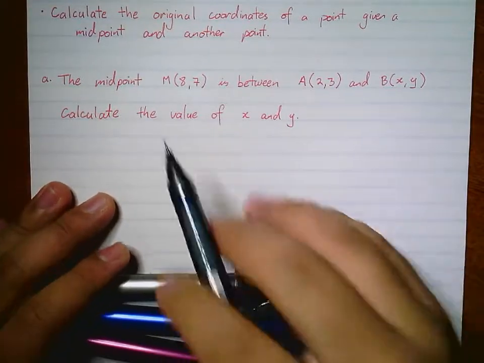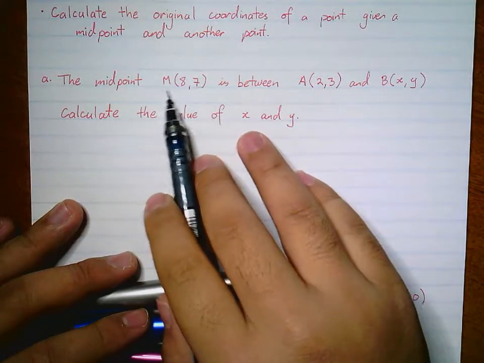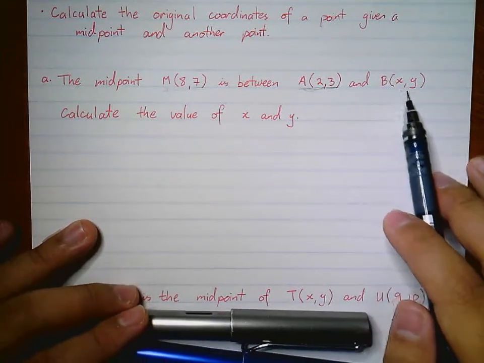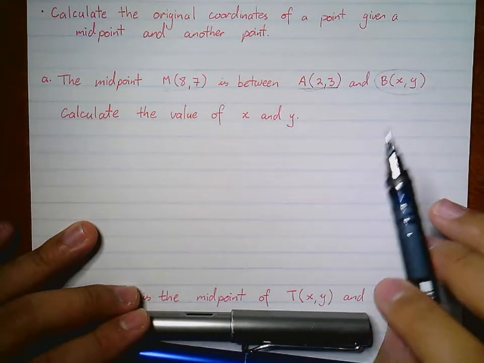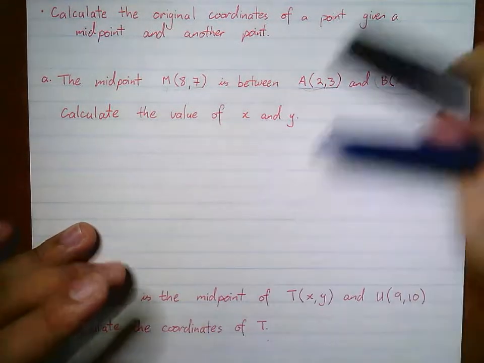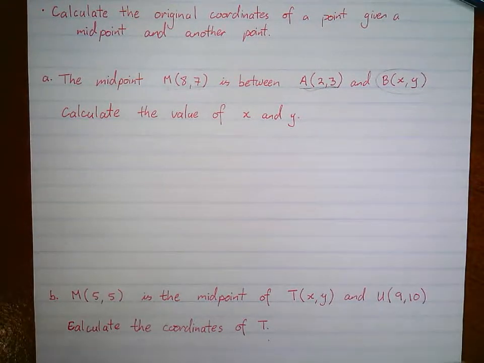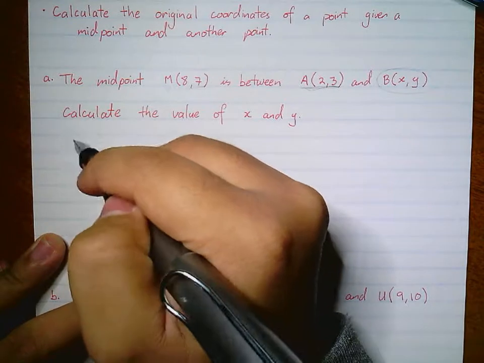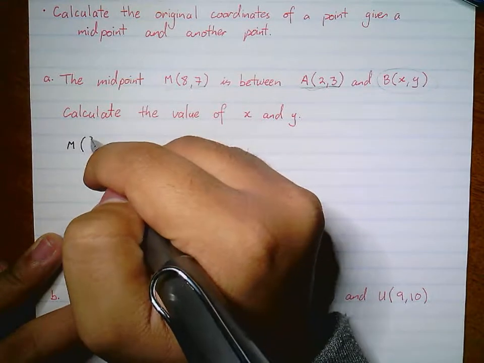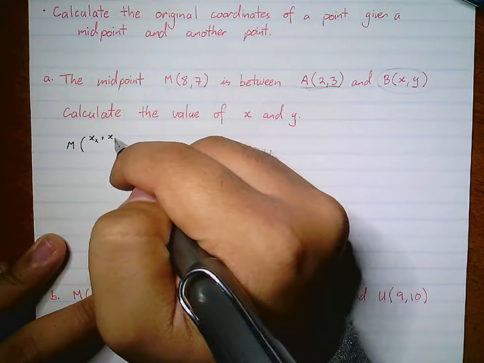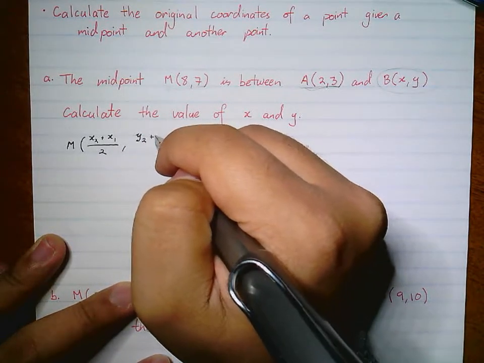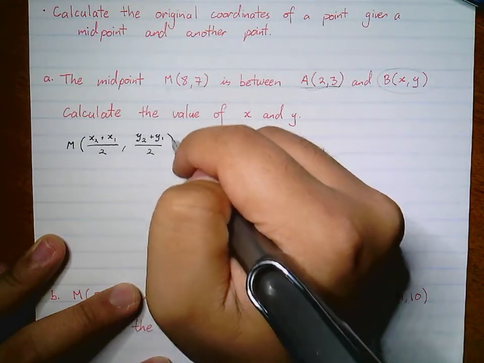Here we have a midpoint, M, and we have another point. What we're tasked to do is to find the coordinates of this point here from the midpoint and the given coordinates. So in case you forgot the formula for the midpoint, it is as follows. The midpoint between 2 points is (x2 plus x1) divided by 2, and (y2 plus y1) divided by 2.